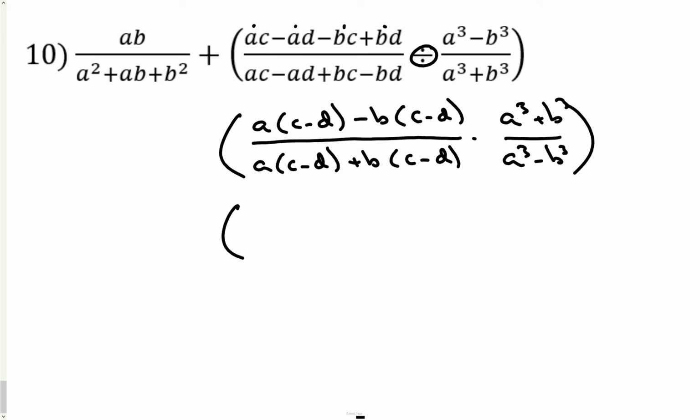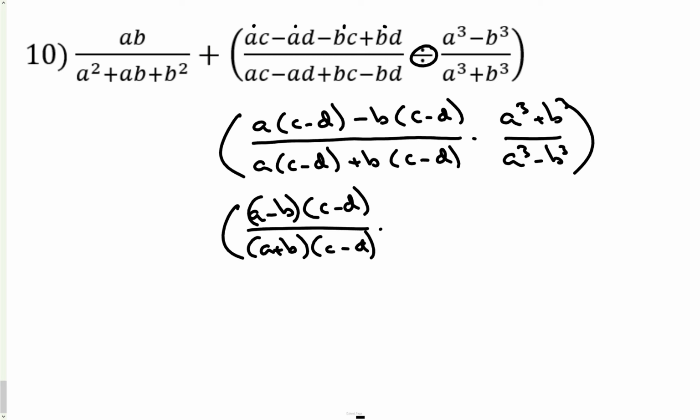And now I can continue factoring this to A minus B times C minus D over A plus B times C minus D, times, and these are going to cancel in a second. Let's wait till we get everything going though. This is the sum of perfect cubes. These are the difference of two perfect cubes. So I'm going to factor both of these using SOAP.